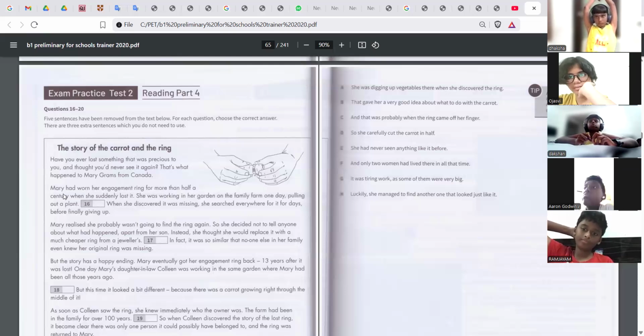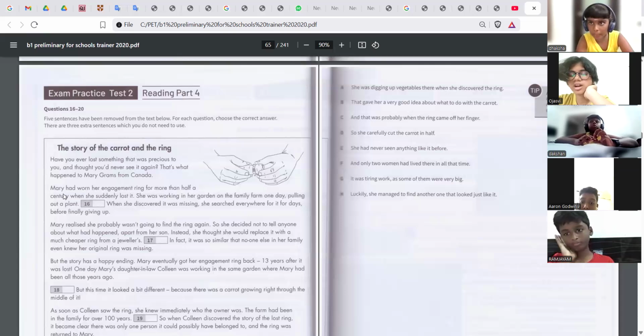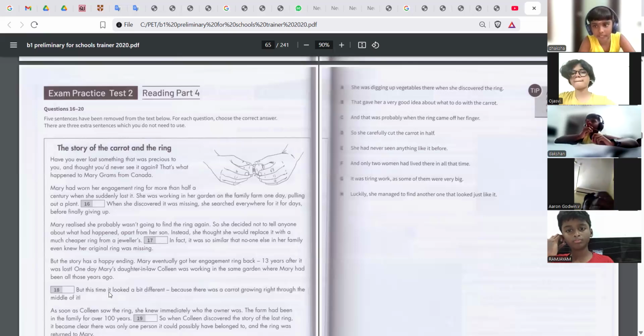It looked different. What is it? The garden, sir. No, what is it here? What is it here, Ramjay? That ring. Old ring or new ring? Old ring. Yeah, you guys have to be very clear.